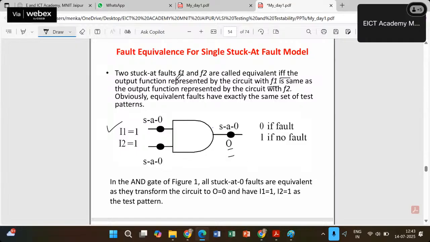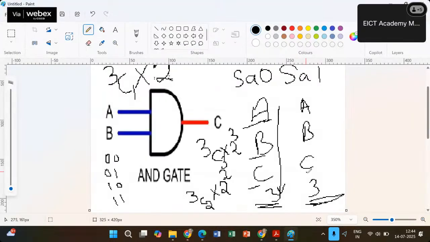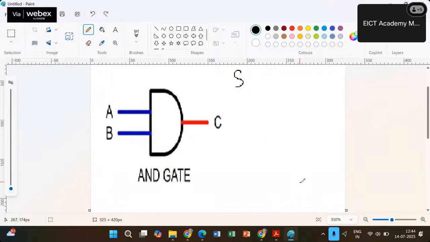So what it says, stuck-at faults F1 and F2 will be equivalent only and only if the output function represented by the circuit with the F1 fault is the same as that represented with the F2 fault. So let's have a look. Let's say this is the single fault only. So in order to pass this fault to the output, what do we need? So let me take the circuit again. Now I have a fault only at this place, and this is stuck at 0.